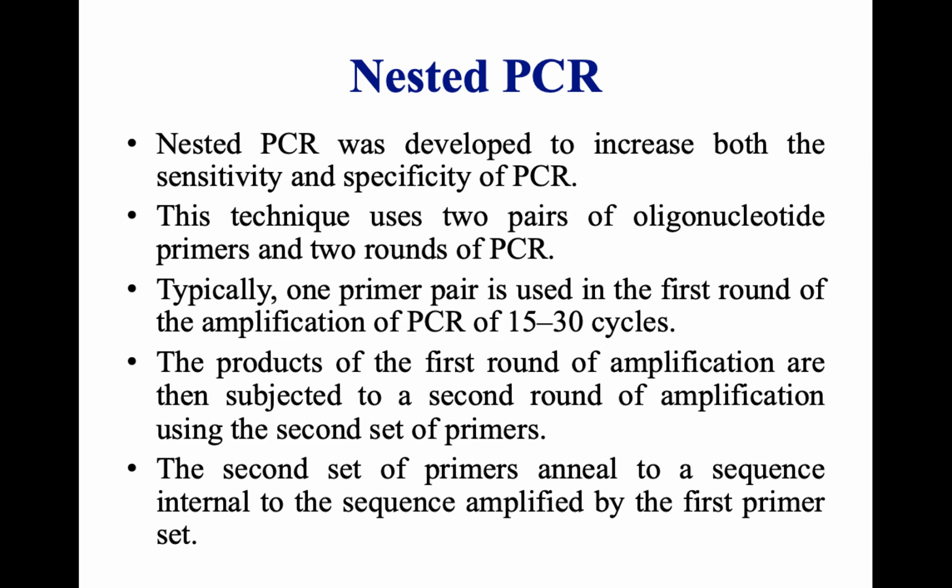Typically, one primer pair is used in the first round of amplification of the PCR, for 15 to 30 cycles. The products of the first round of amplification are then subjected to a second round of amplification using the second set of primers. So in the first round of the PCR, the first amplified product will be formed. The amplified product produced in the first round is transferred and exposed to the second round of amplification. In the second round, the second set of primers bind to the amplified product formed in the first round and produce the amplified product in the second round also.